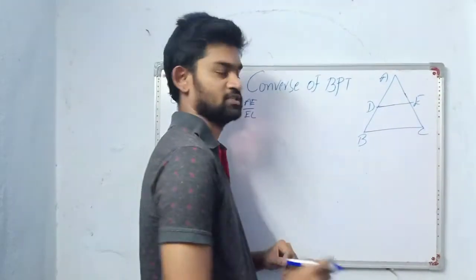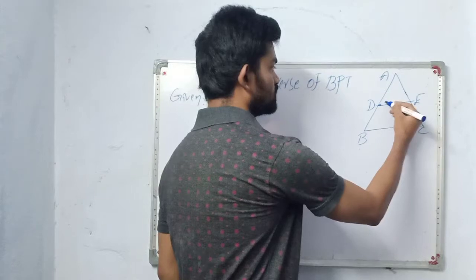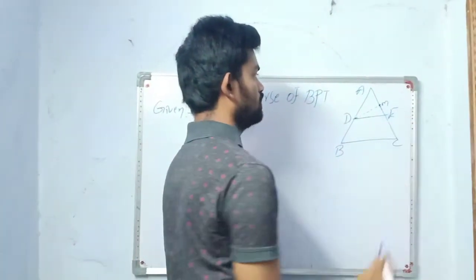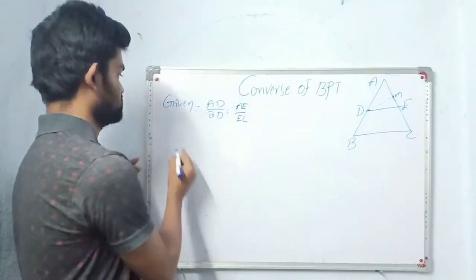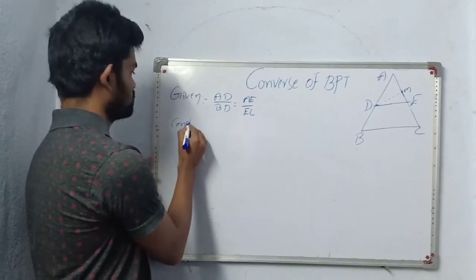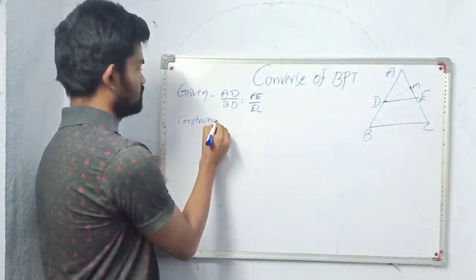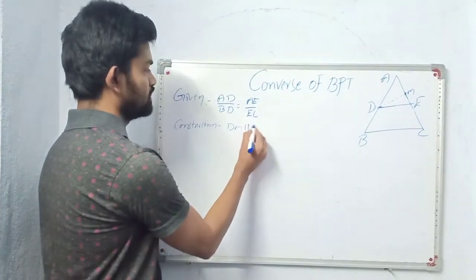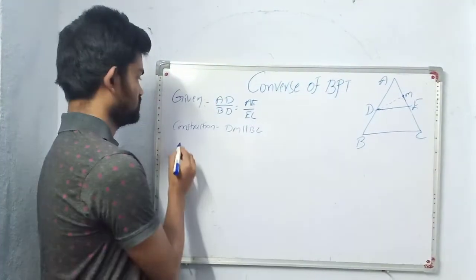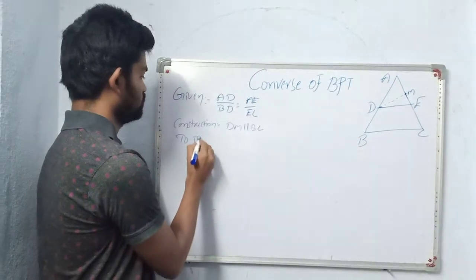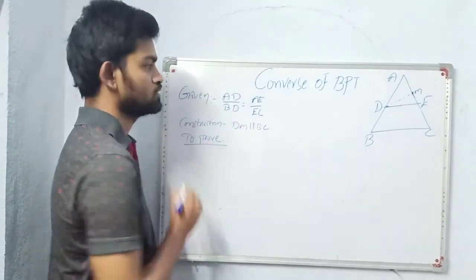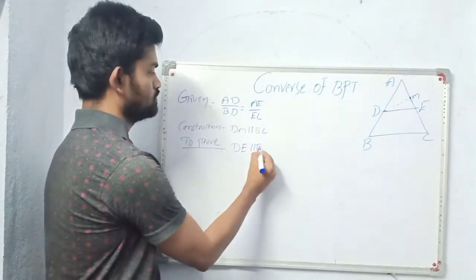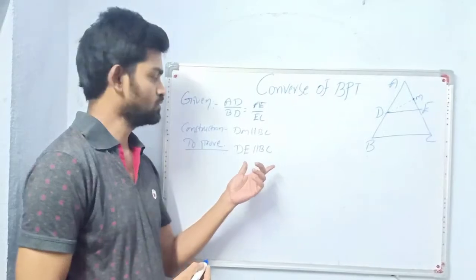Now I'll do some construction. I'll mark a point M on AC. So I have done some construction. My construction is DM is parallel to BC. Now what I have to prove? To prove: DE is parallel to BC. This is what I have to prove.